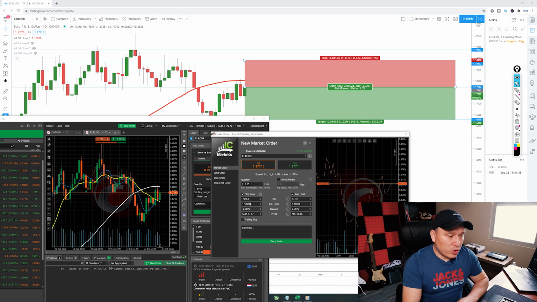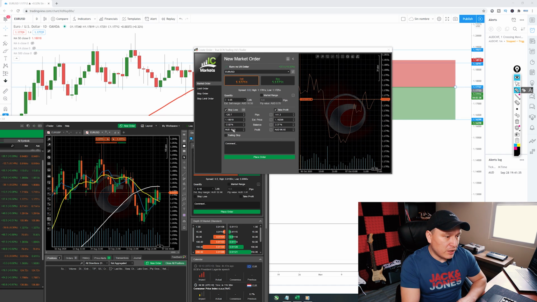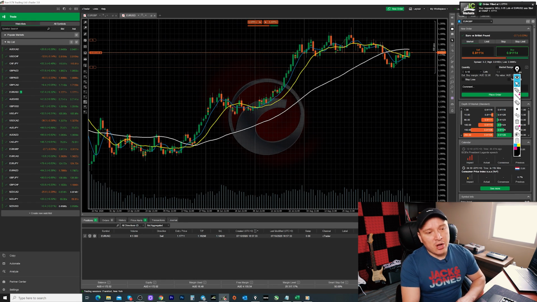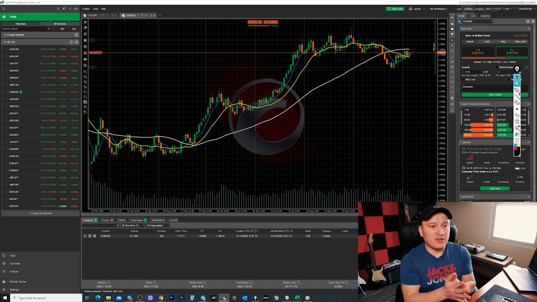And right here is what you need to pay attention to. If you notice, I'm actually risking only 2% of my balance. Okay, so if I win, I make 2.37, but if I lose, I lose 2% of my balance. So right now I'm going to place my order. Boom, it's placed, and it's right here. So this position, like I said, is going to take a while.